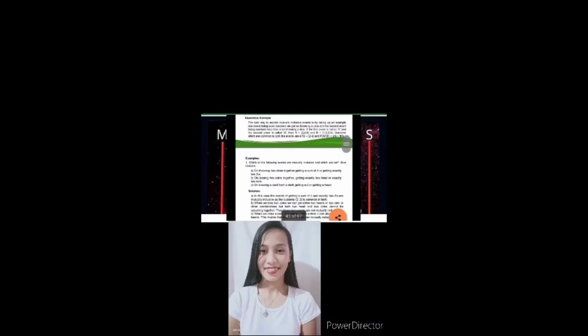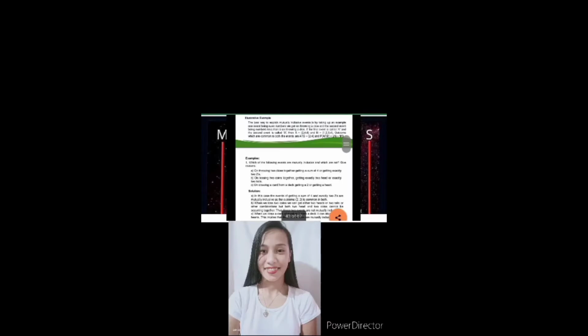The best way to explain mutually exclusive events is by picking up an example, one event being even numbers we get on throwing a dice, and the second event being numbers less than 5 on throwing a dice. The first event is called A, and the second event is called B. Then A equals {2, 4, 6}, and B equals {1, 2, 3, 4}. Outcomes which are common to both the events are 2 and 4, and P equals 2/6, which equals 1/3.